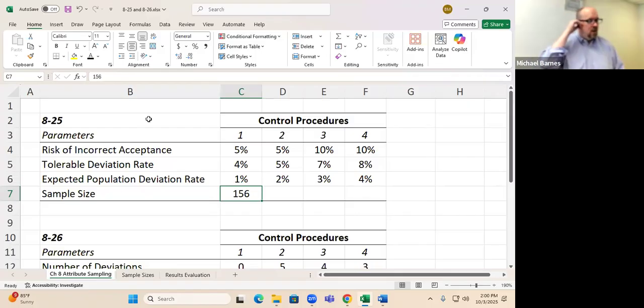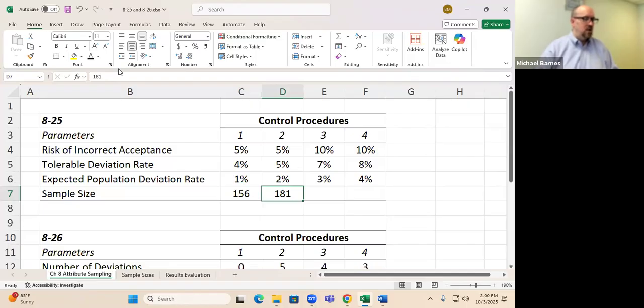Moving on, we have a similar situation: a 95% confidence level because there's a risk of incorrect acceptance of 5%, with a tolerable deviation rate of 5% and an expected rate of 2%. Before we reveal the answer, what do we think the sample size is going to be? Subjectively speaking, there will be some deviation, but I don't think it's going to drop below 100. I think it'll still be above 100 and roughly the same. So what do we got? 181. Okay, statistically speaking, not a massive difference, but enough that we note it.